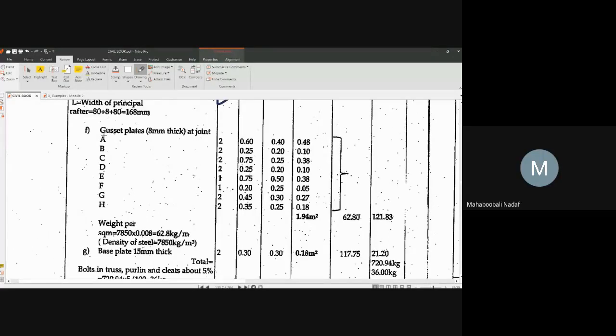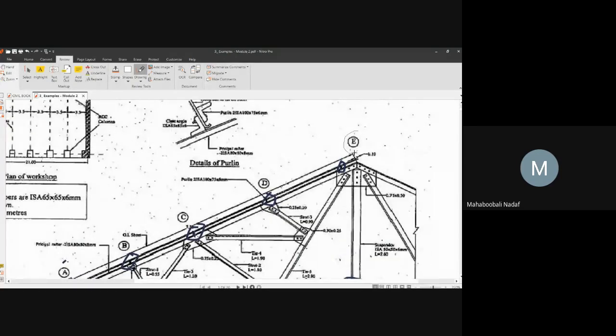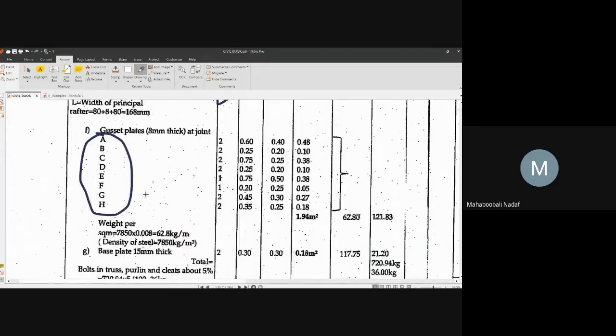Now, gusset plate you can directly take from the cross section. A, B, C, D, E, F, G, H. And each gusset plate's dimension is also given. One thing, F gusset plate and E gusset plate will come only one in number. Remaining A to D, H to G, how many gusset plates will come? 2 gusset plates of these A, B, C, D and H, G. E and F will come only one.